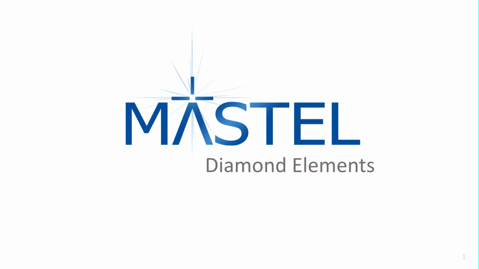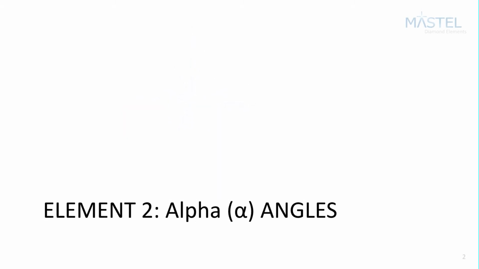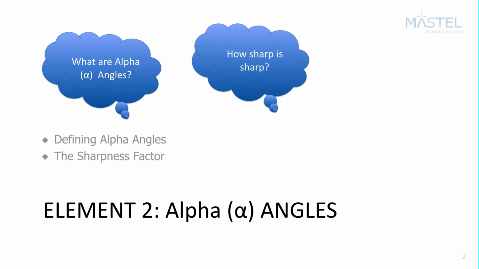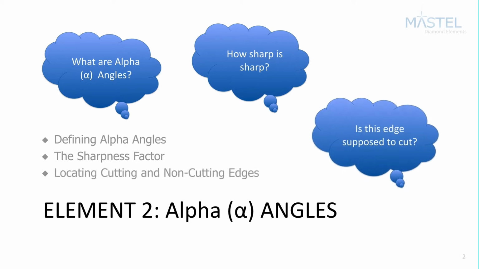This presentation covers Element 2, alpha angles. Today we will locate and define an alpha angle on the diamond scalpel. We will then define what constitutes a sharp or blunt alpha angle. And finally, we will demonstrate how the alpha angles should vary based on location on the diamond scalpel and intended use.